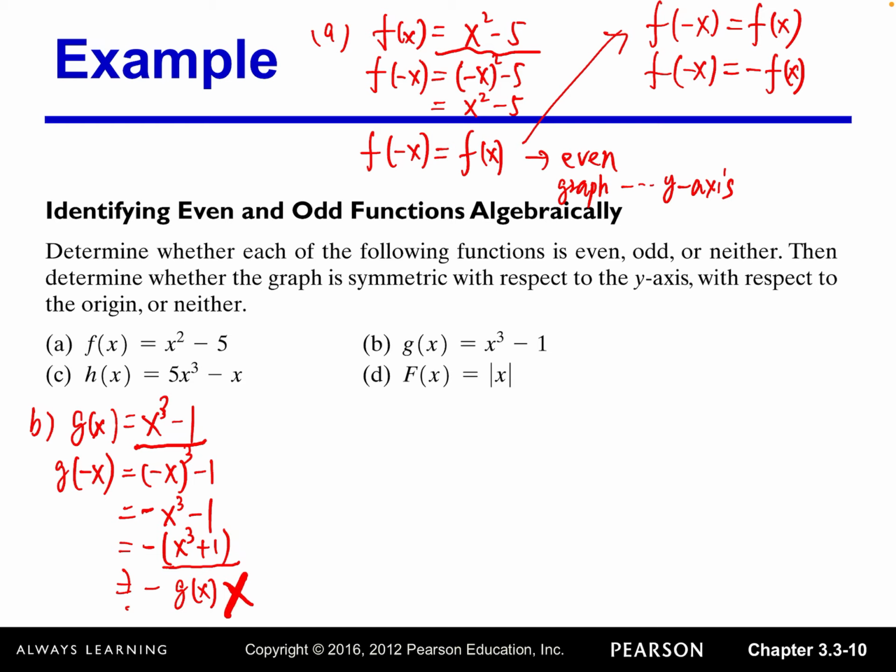Even should equal the original function, and then not odd either, right? So this is not equal to negative of g of x, and it's not equal to g of x either. Both not equal, so not even nor odd, that's why it goes to neither. Okay, g of x is not an even function. It's not an odd function either. So that's why it goes to neither.